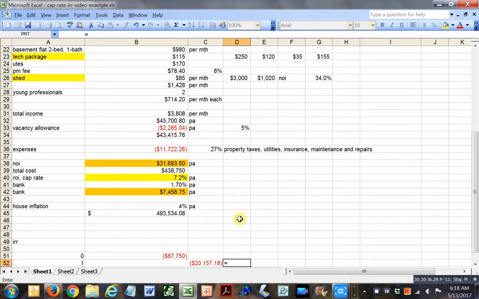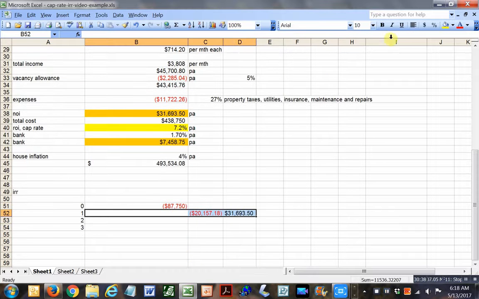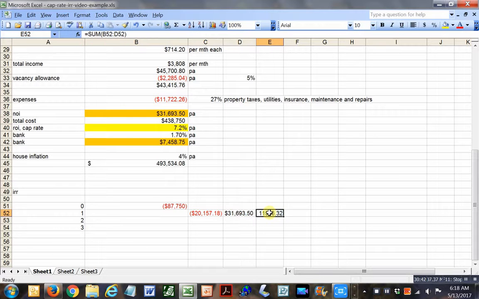Now, you remember what your net operating income is? Let's go pull that down. What was our net operating income? We had about $31,000 a year net operating income. So, good news. We actually are making a little bit of money on this building.